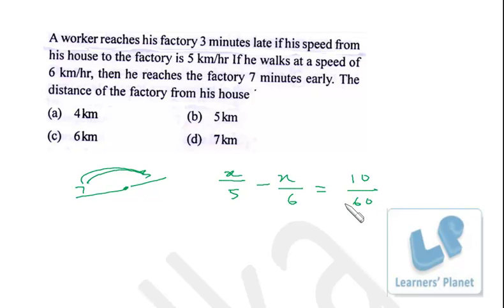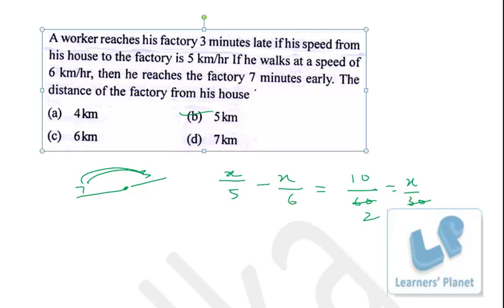I convert that to hours. So that's precisely 6x minus 5x, that is x by 30 is equal to 10 by 60. So x is equal to 5 km. Okay.